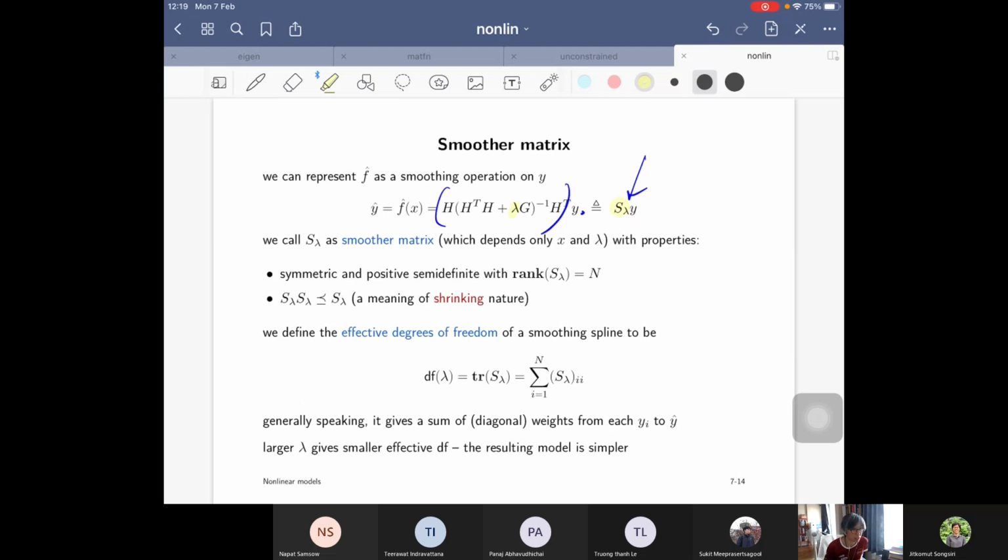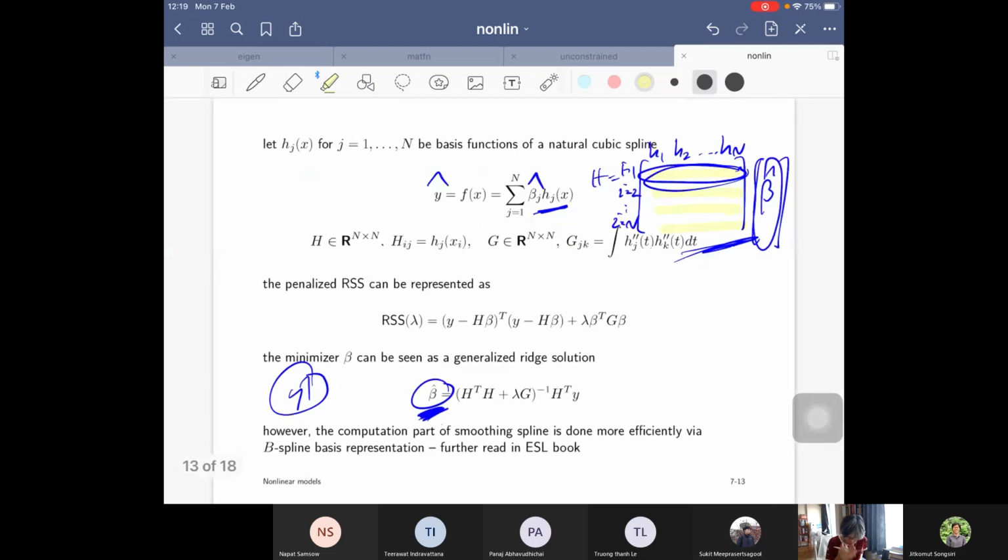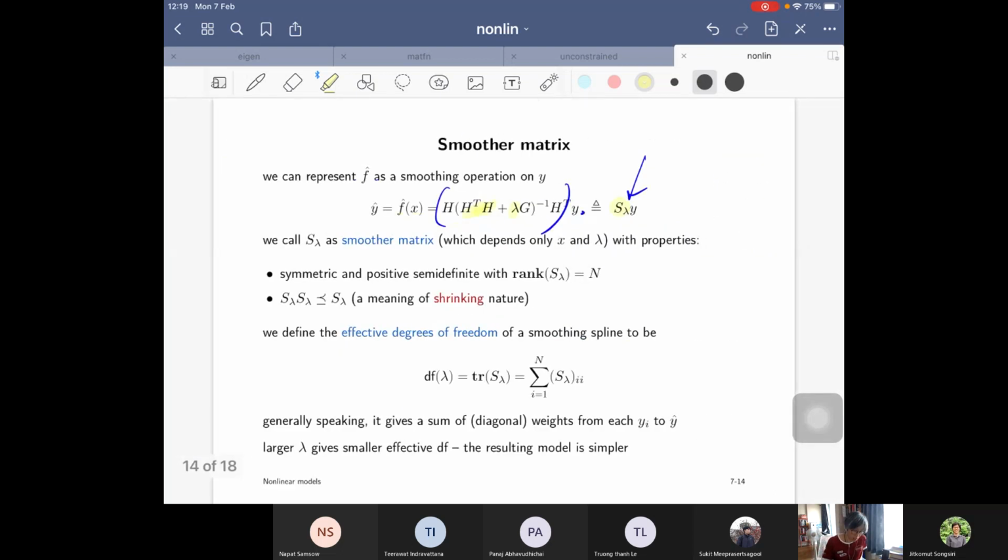We call S lambda the smoother matrix. The smoother matrix depends on H and lambda, but what about H? Remember, H is how you evaluate the basis function value on each X. So principally the smoother matrix depends on X and lambda. The smoother matrix is symmetric, I hope it's clear. And it is positive semi-definite. I hope that is also clear.